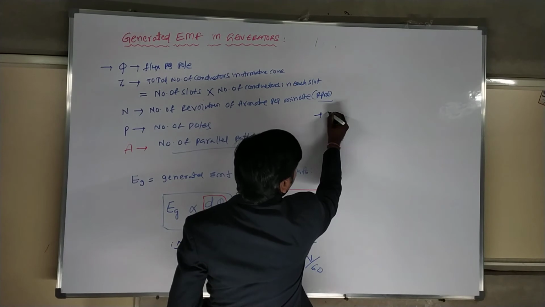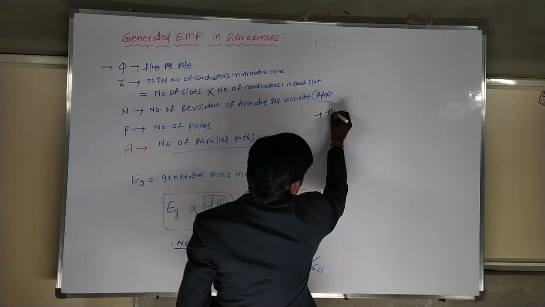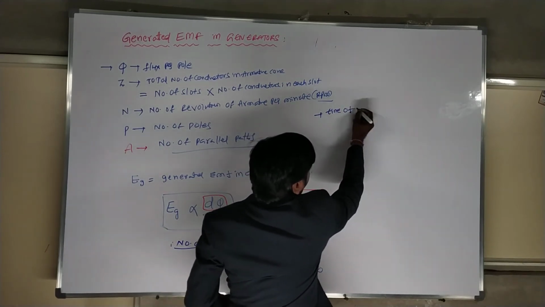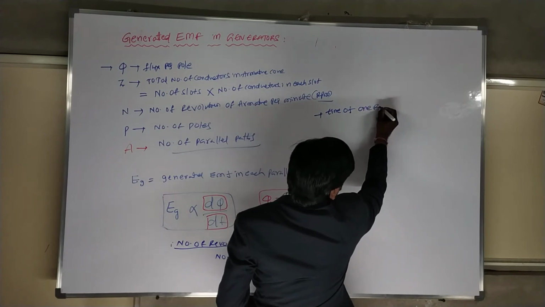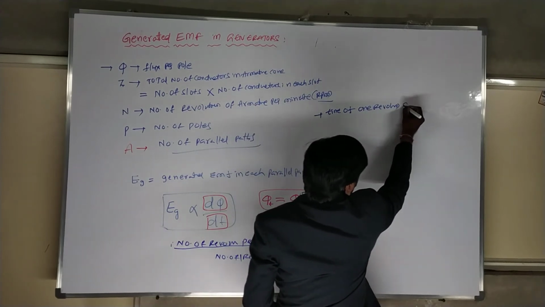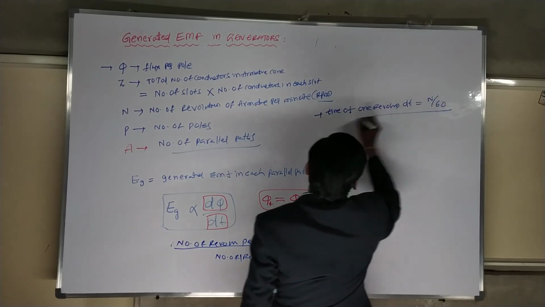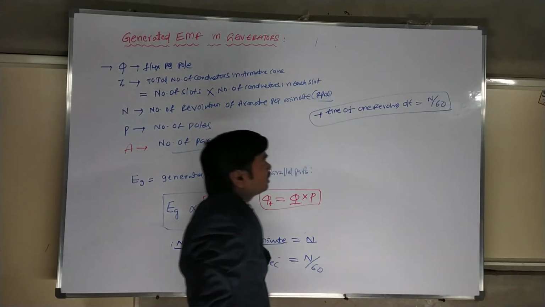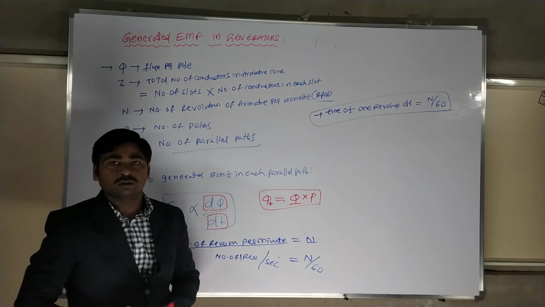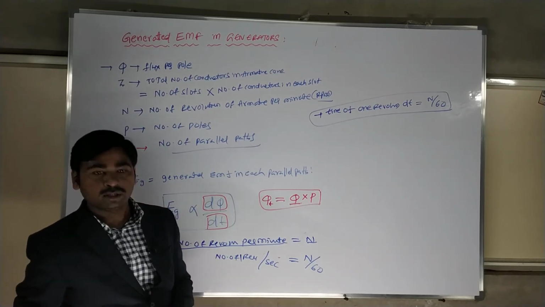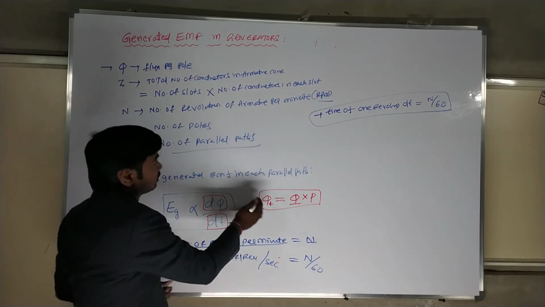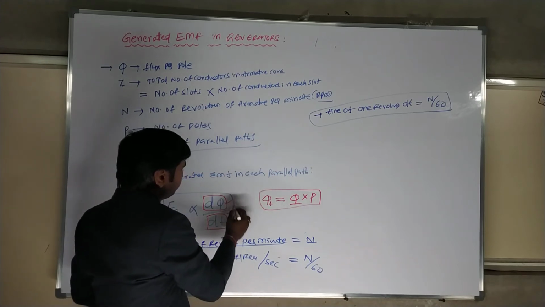So I can write time of one revolution, dt, is equal to n by 60. This is time of revolutions. So these two things you can apply here to find d phi and dt.